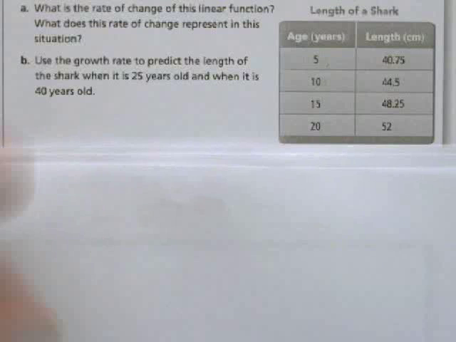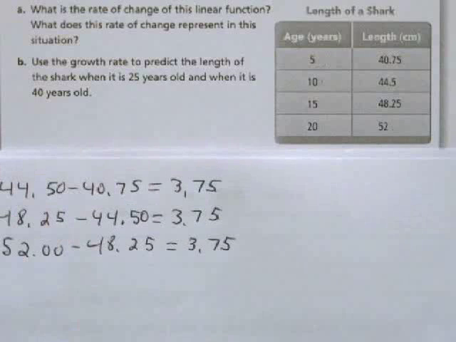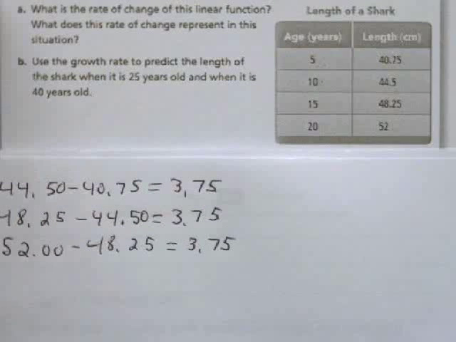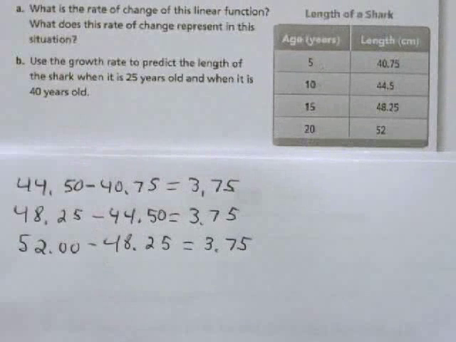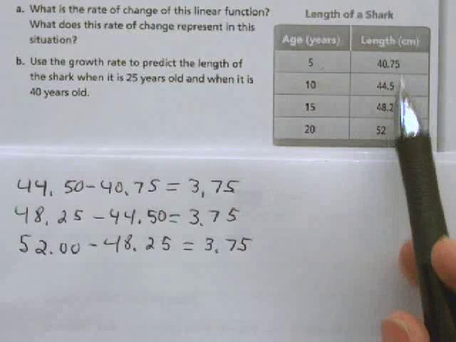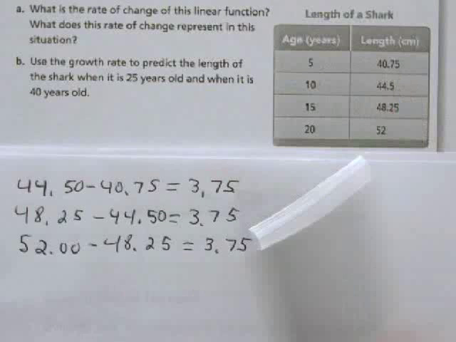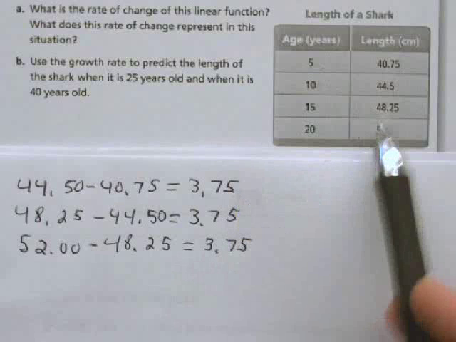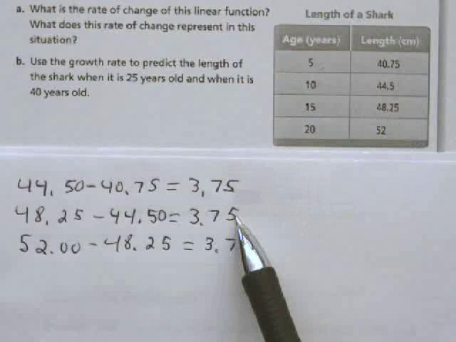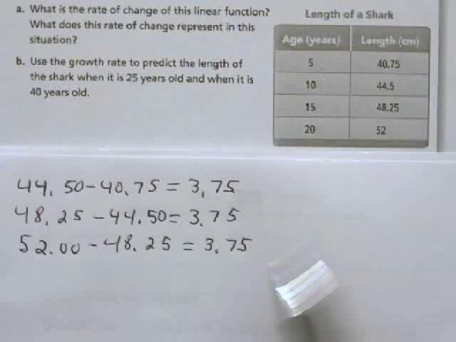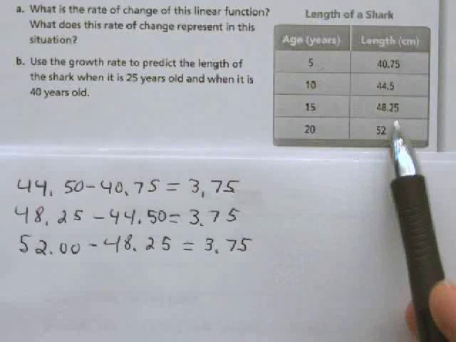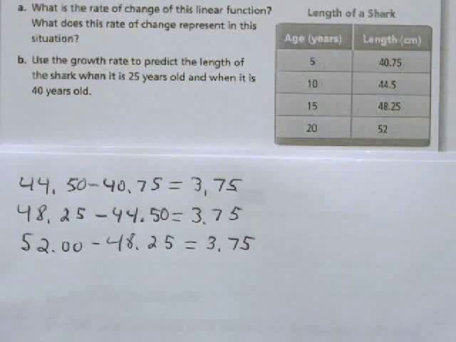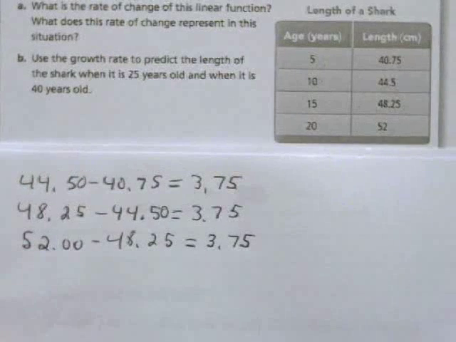And this is what it looks like. I started to subtract between the values. So between the second value, 44.5, and the first, 40.75, that was 3.75. And between the third and the second, that was 3.75. And finally, between the fourth and the third, it was 3.75. So I have a constant rate of change. As a matter of fact, my rate of change is this.